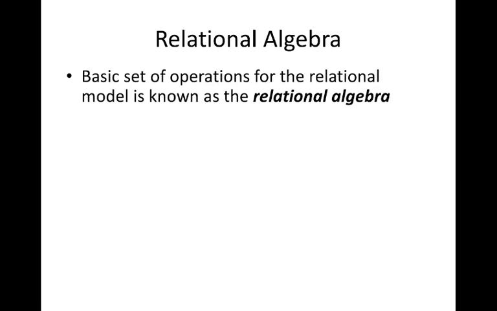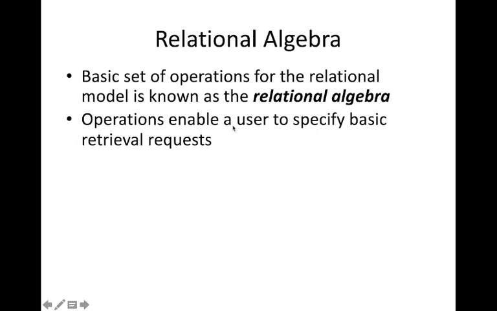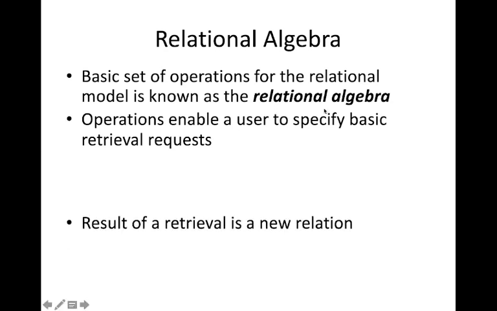So relational algebra is a basic set of operations for the relational model. So we have the relational model, and if we want to perform some operations, if we want to retrieve some rows or tuples from that relation, we need to give some command or some instructions. For that we use this relational algebra. Operations enable a user to specify basic retrieval requests. So if we want to retrieve some information, we need to have some operations. These operations are specified using this relational algebra.